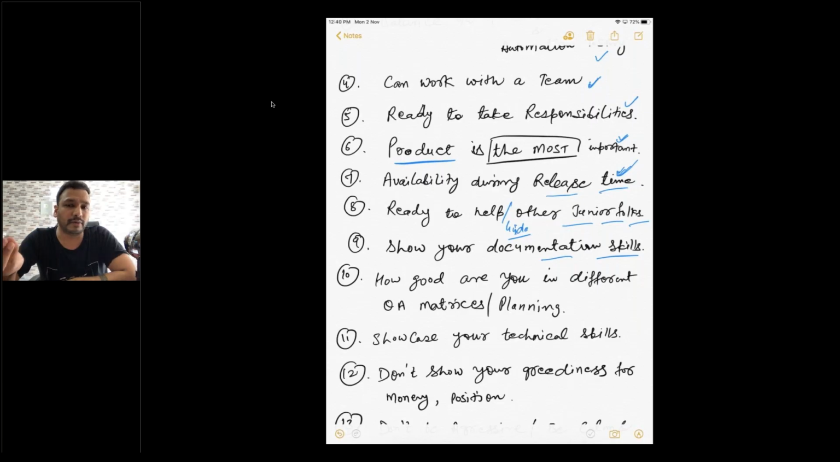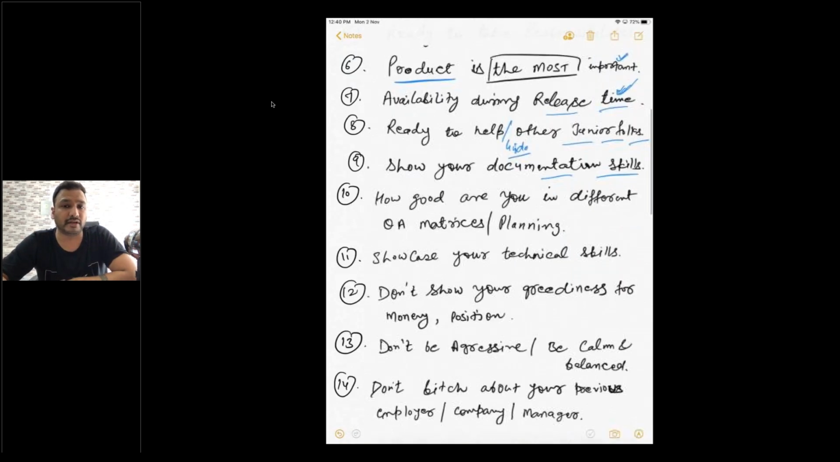Documentation: you should be able to write some basic level of documentation, maybe in Confluence pages or wiki pages or a Word document or PDF or whatever. That is up to you. Okay, so showcase such things, and I'm pretty sure you can easily impress your manager at the time of the interview. Now the 10th point is how good you are at QA metrics and planning.